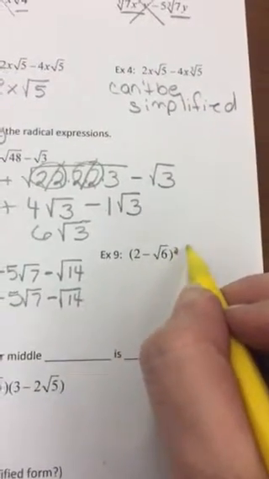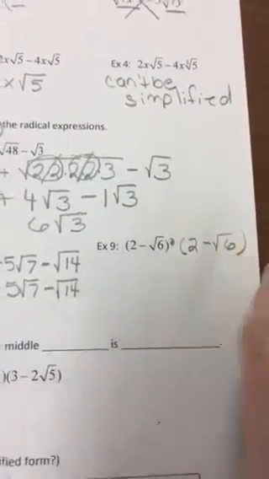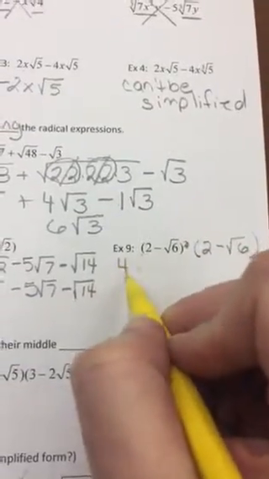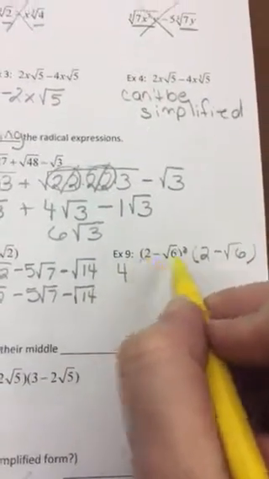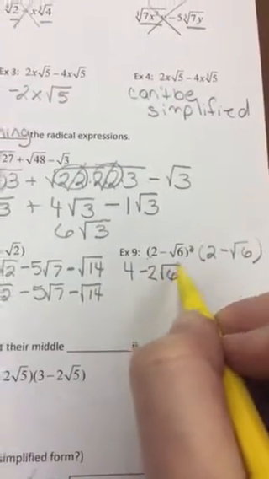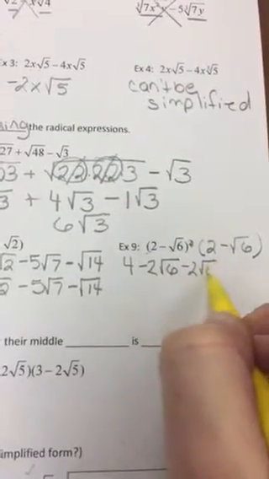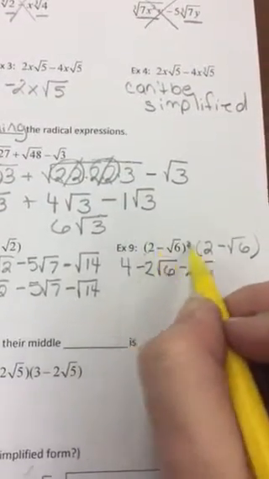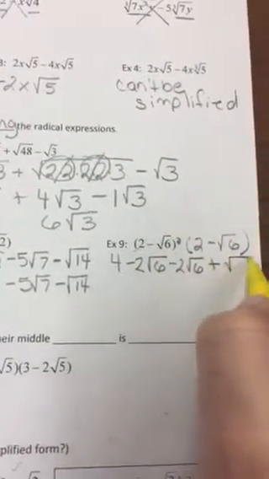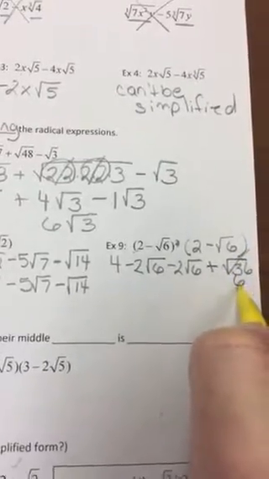I'm going to scribble him out and write another one right here because the exponent of 2 means I have 2 of them. So I'm going to do first, 2 times 2, outside 2 times negative square root of 6, inside that's going to give me a negative 2 square root of 6, and then last, negative times negative is positive, square root of 6 times square root of 6 is the square root of 36. That simplifies to a 6.